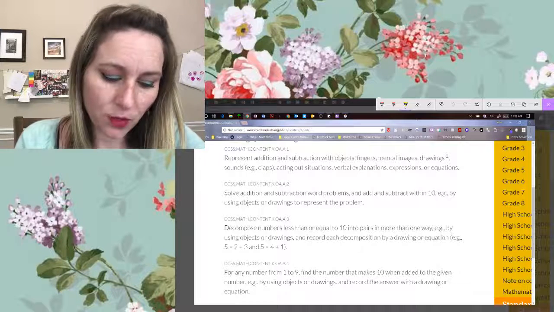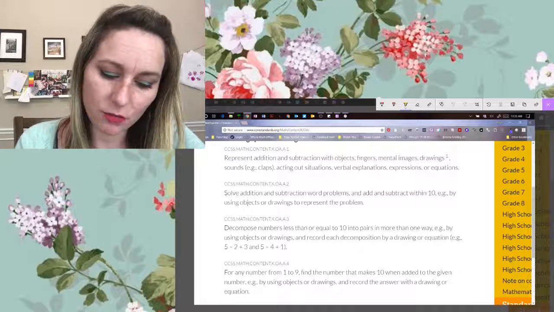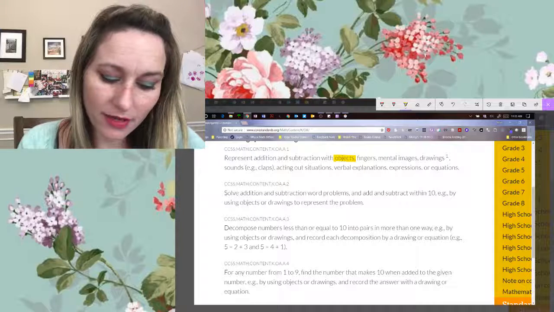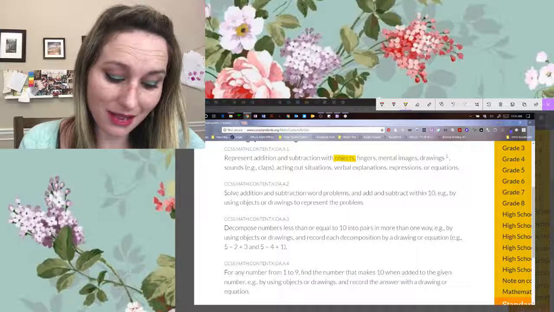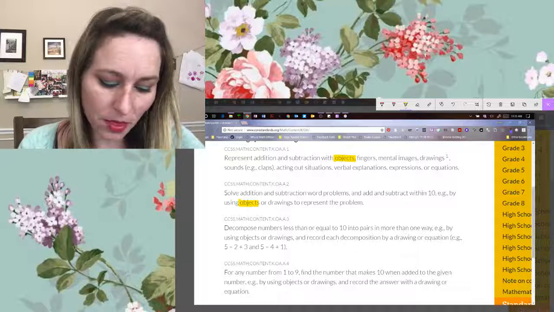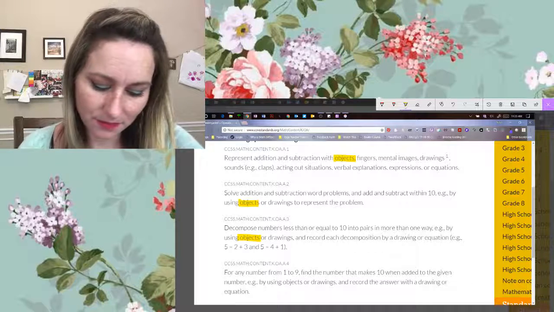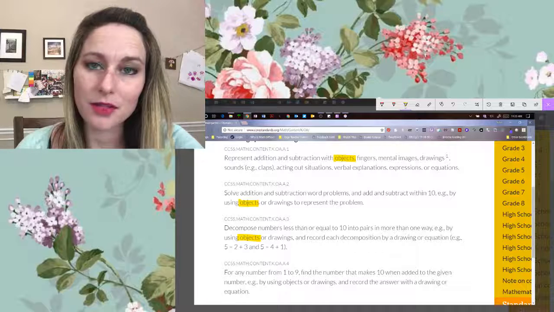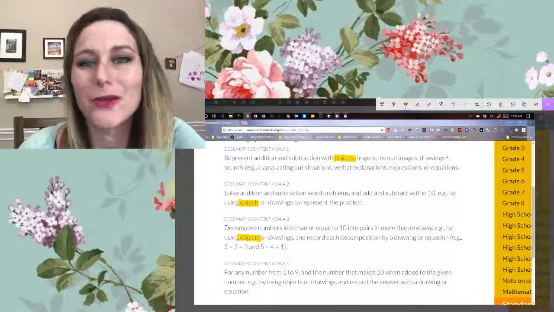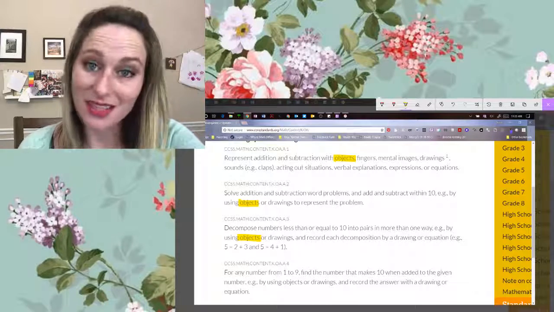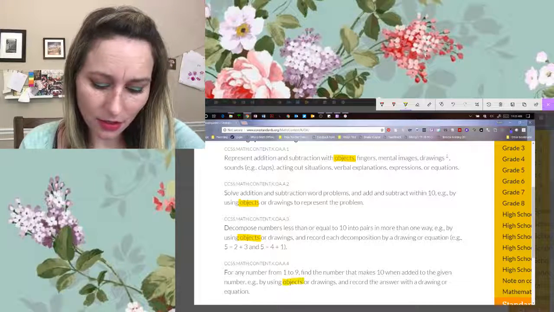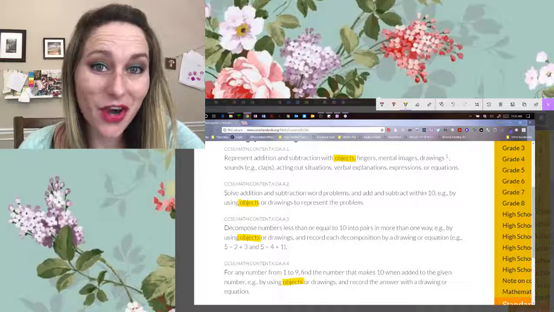This is asking students to know that 7 can be broken up into 2 different parts. As we look through, we see that we're representing addition and subtraction with objects, concrete understanding. We're solving addition and subtraction word problems and adding and subtracting within 10 with objects. We're decomposing with objects. And for any number from 1 to 9, we're finding its partner or friend or pair, whatever you call it in kindergarten, that makes 10. I used to call these number bonds. Again, with objects. All concrete understanding.